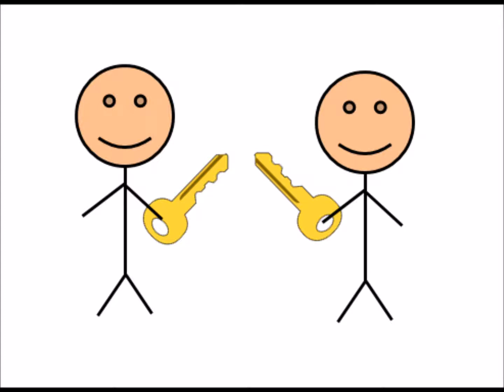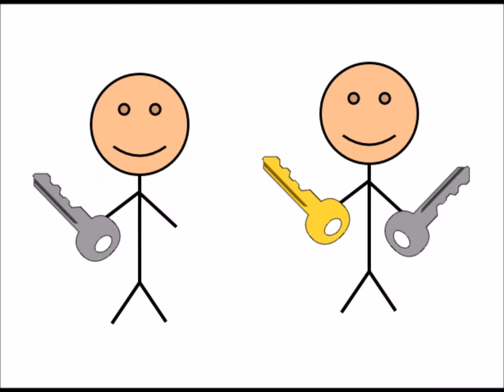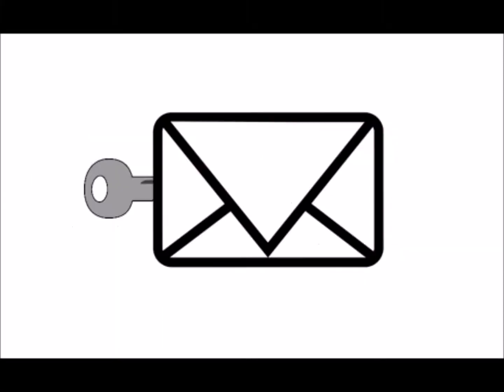With asymmetric encryption, there is not just one key, but two. These are called the public key and the private key. The public key is given out to anyone, and the private key is only kept by the person receiving the message. The public key can encrypt, but it cannot decrypt the same message.